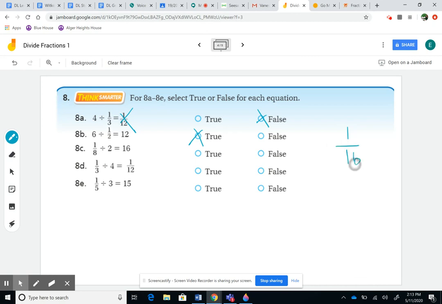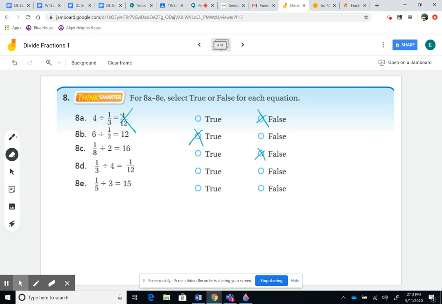So we would actually need 1/16. 1/16 and 1/16 would be 2/16, and 2/16, if you divide both of these by 2, you would get 1/8. Okay, so it would be 16ths. So the answer is false because they said it would be 16 wholes, and it is not. Let me get rid of this just in case I need that space.